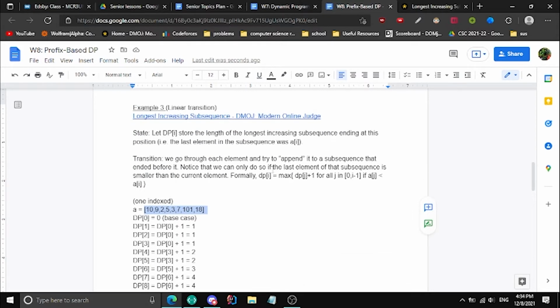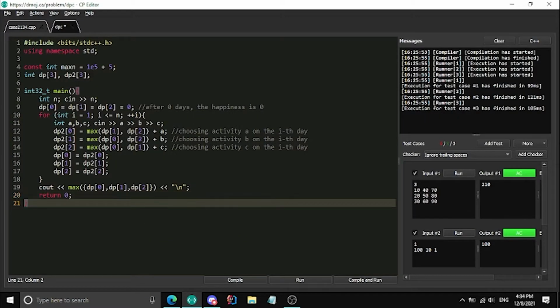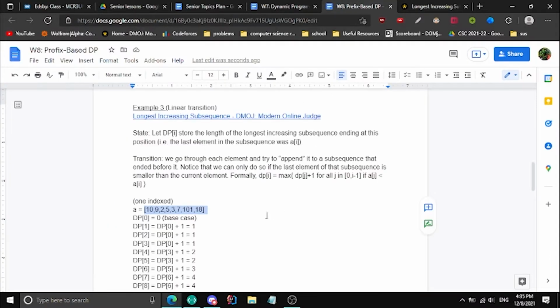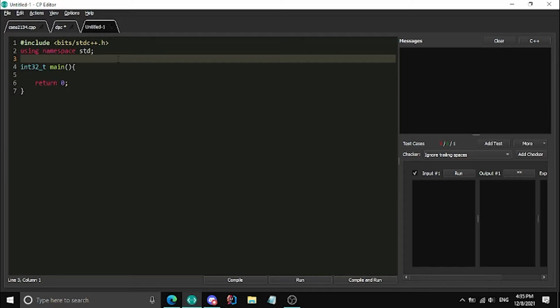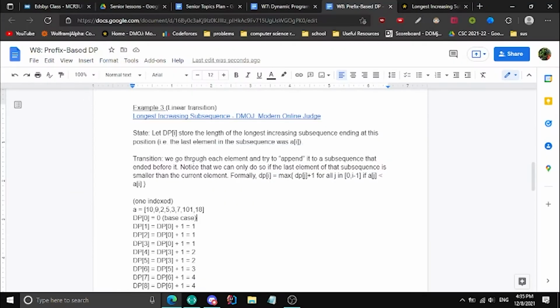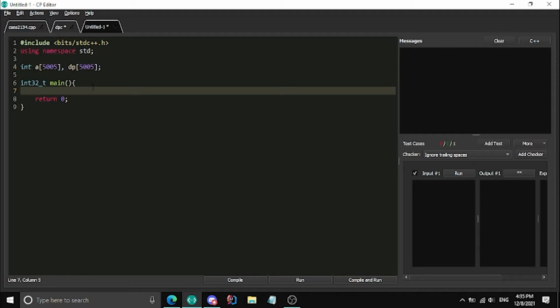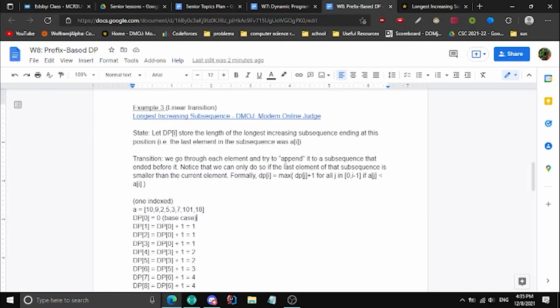So let's go ahead and implement this solution. Oh, there's no sample input output. That's interesting. That's pretty rare. Anyways, they said n goes up to 5,000. So I just like to have a bit of overhead, so I'm going to say 5,005. And for your DP array, you're going to declare it the same way because your i value only goes up to n, right?